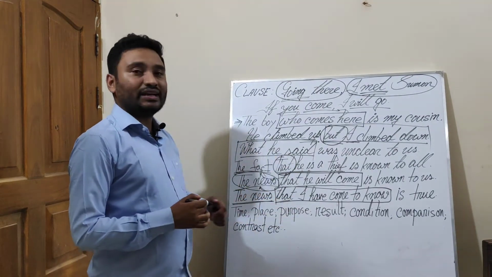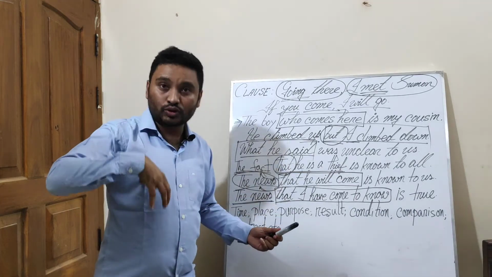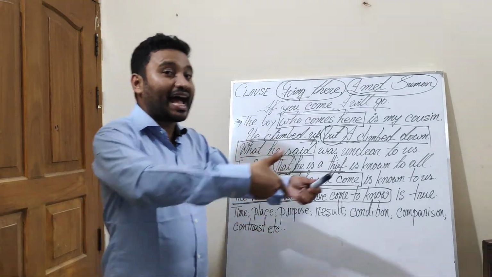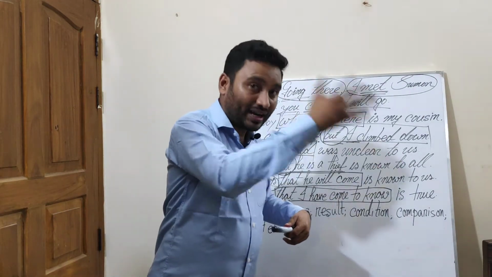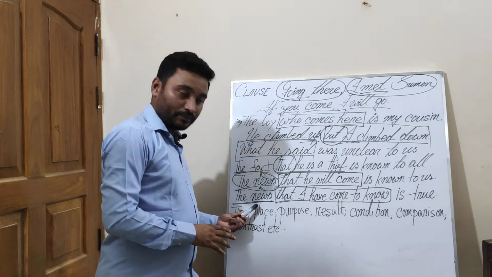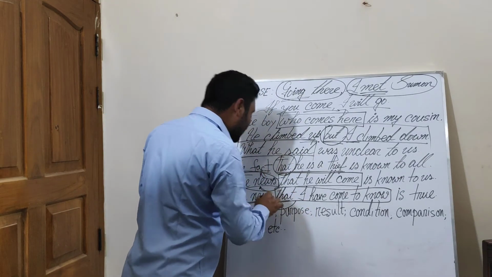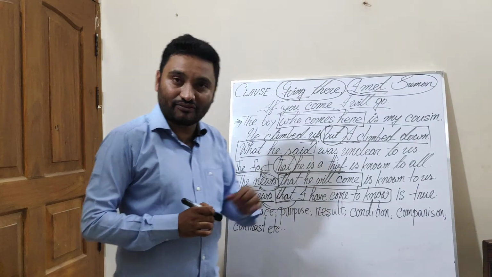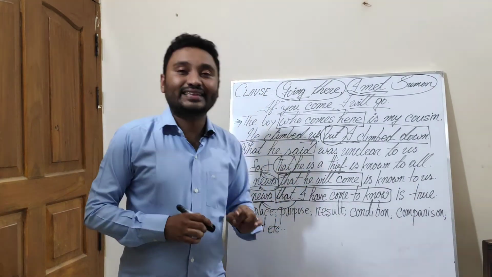It is a totally different thing. It is modifying the news. So it is that I have come to know. What is the news? The news that I have come to know. I have come to know the news. What is the news? It is not said here. So when a clause modifies the noun, and doesn't say anything extra about the noun, then it is called an adjective clause.